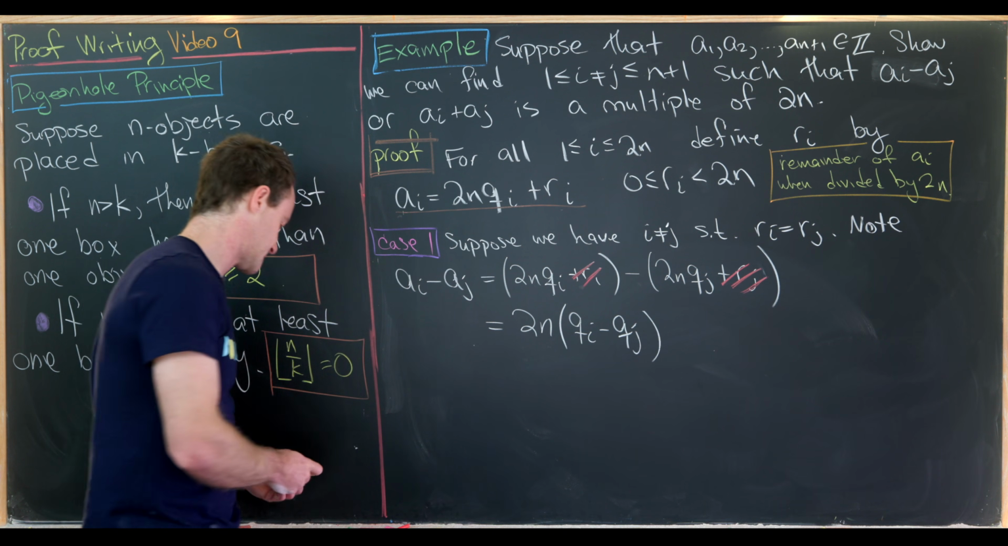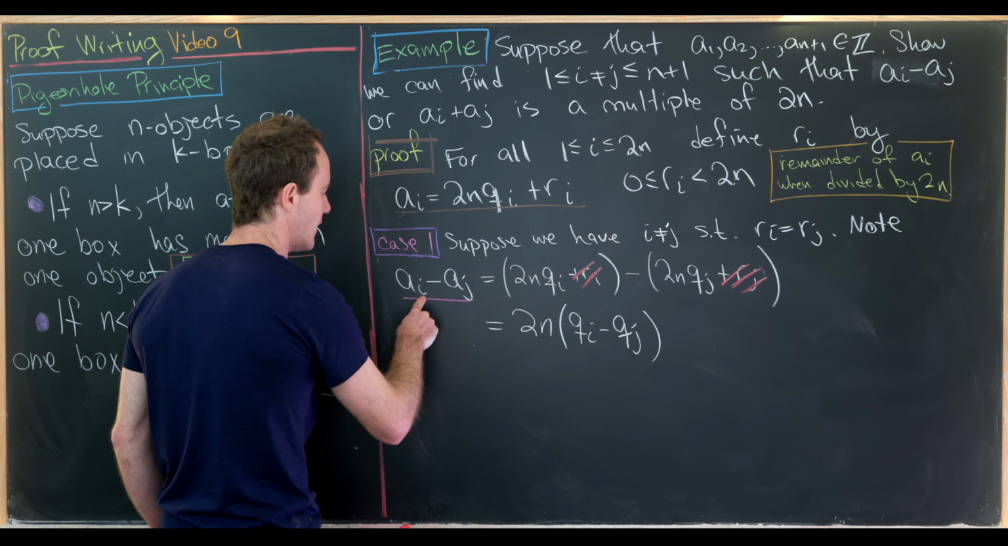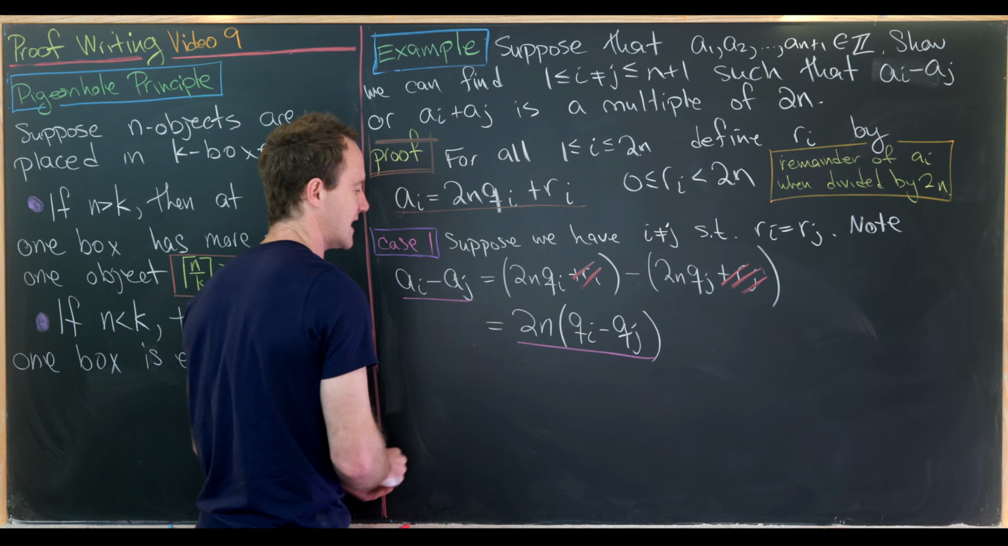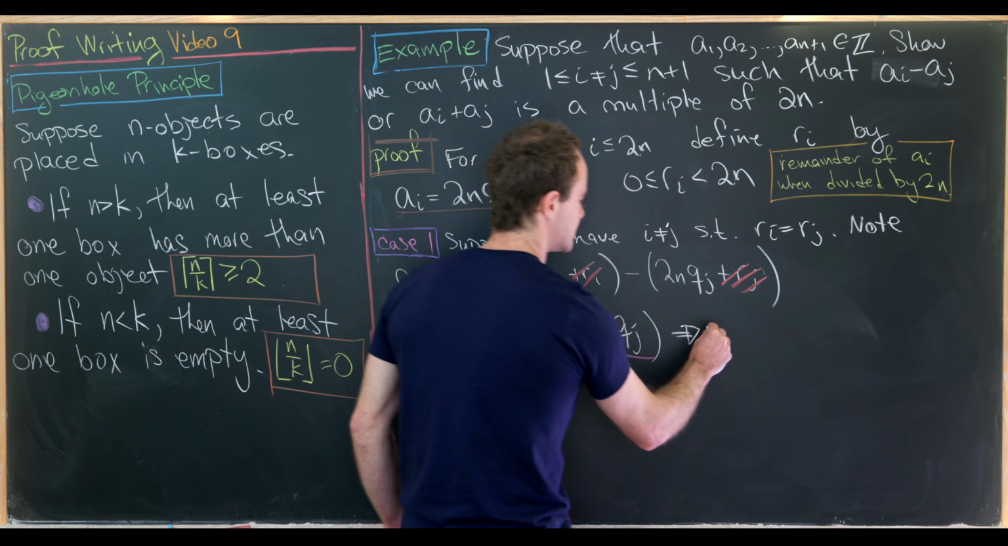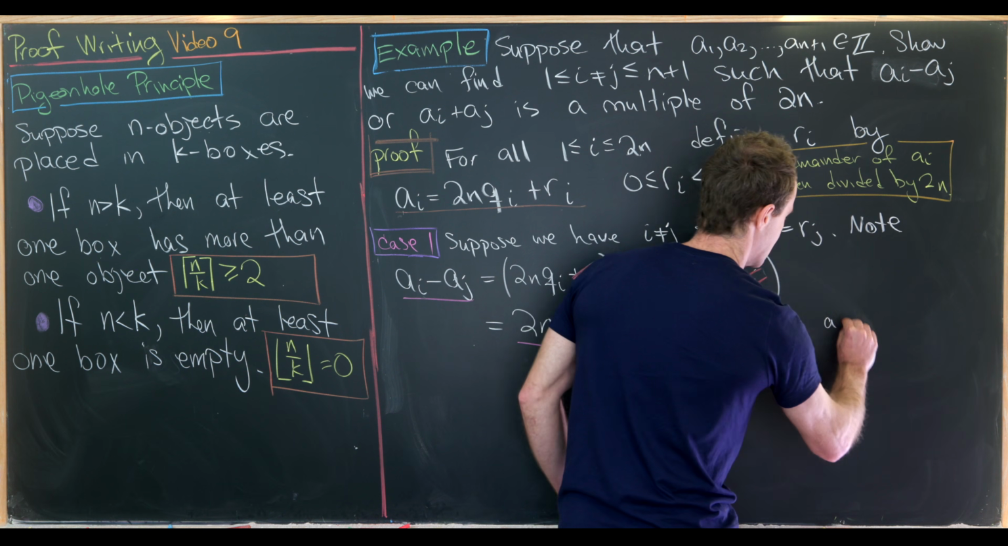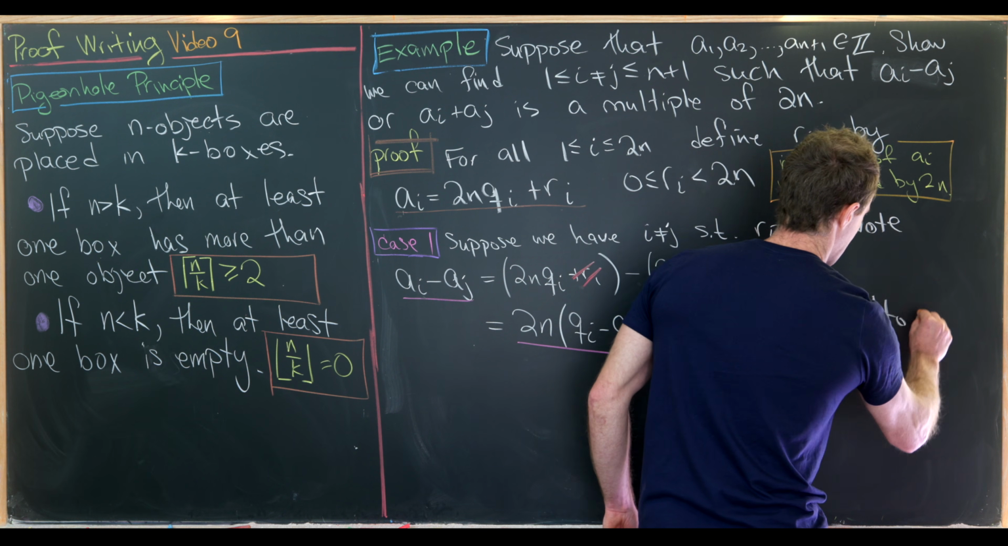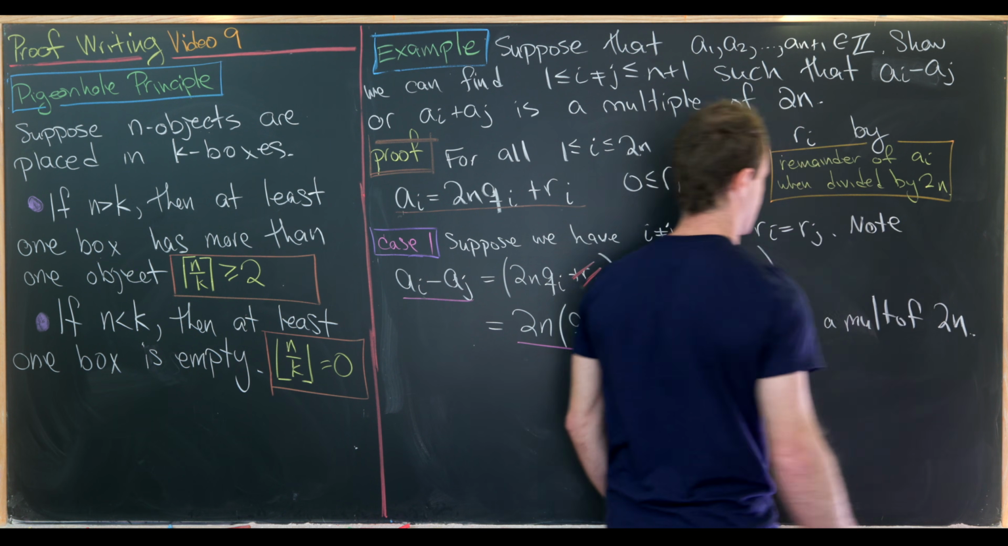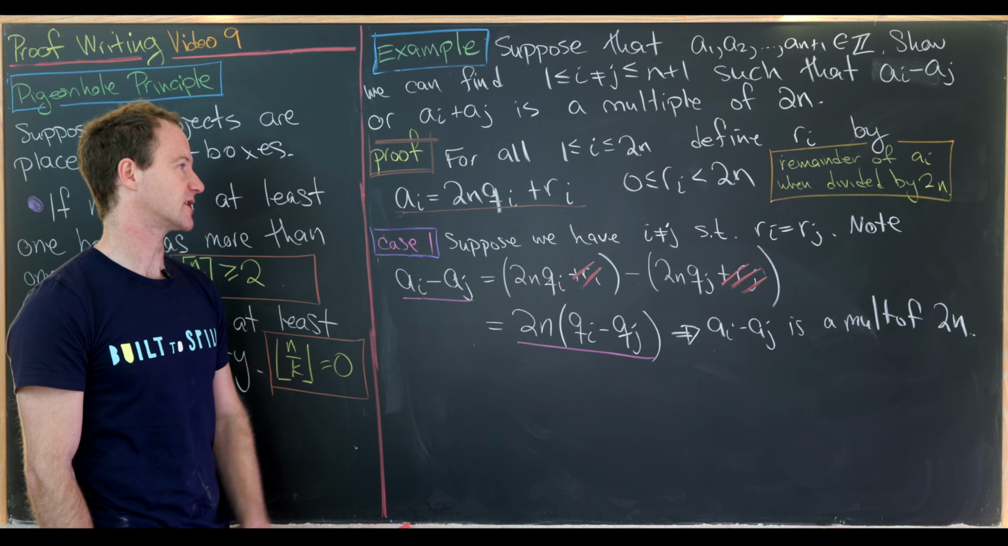So what does that mean? So we've got q_i minus q_j is 2n times something. So that means a_i minus a_j is a multiple of 2n. And now that'll bring us to our second case.